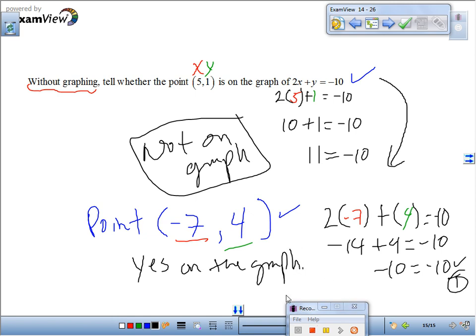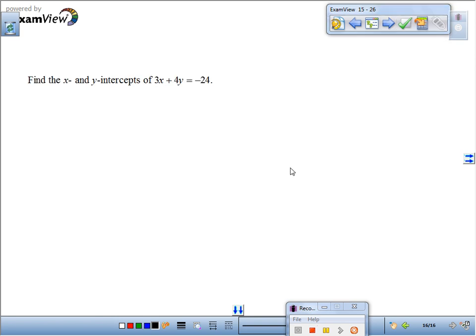Hands if you got that? Okay. Go to the next one, number 15. After this, we're going to take a break. Here we go. 15. It says, find the x and y intercept. Some of us still get confused with this one. Let me give you an easy way of doing this one.